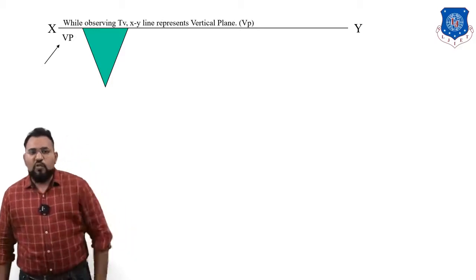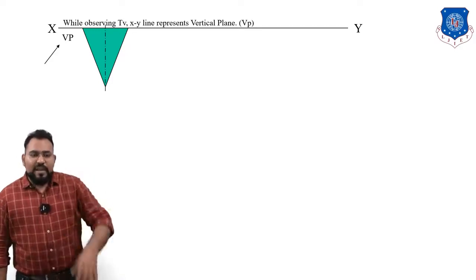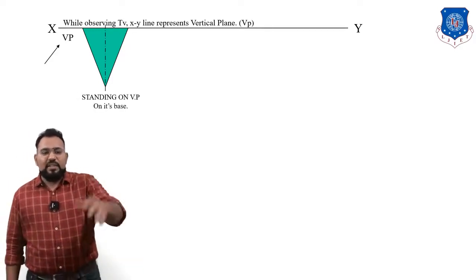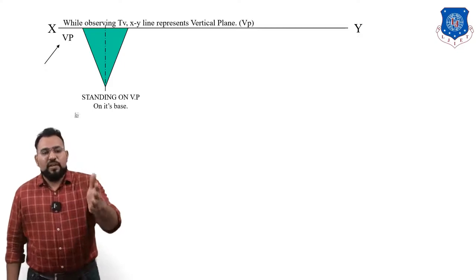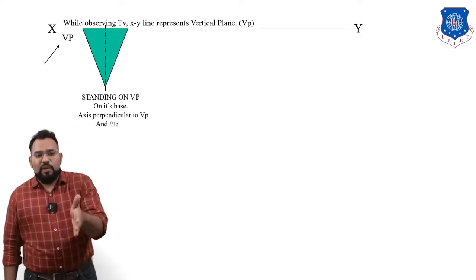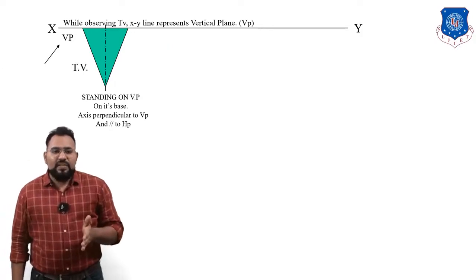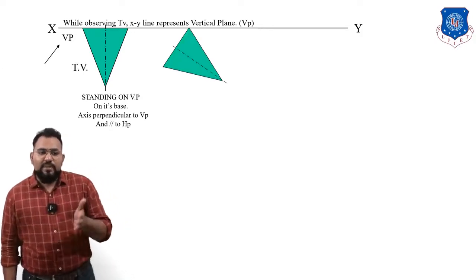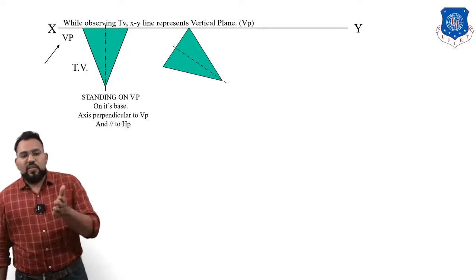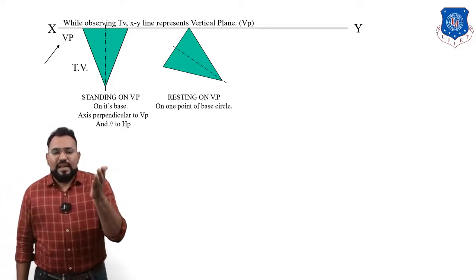So the top view is going to look like this. Can you tell me the condition of the axis? If it is resting on VP on its base, it will look like this. So the axis will be perpendicular to VP and parallel to HP. Now take the second condition. See this drawing and tell me the condition of this. Yes, you are right. The axis is inclined to VP.